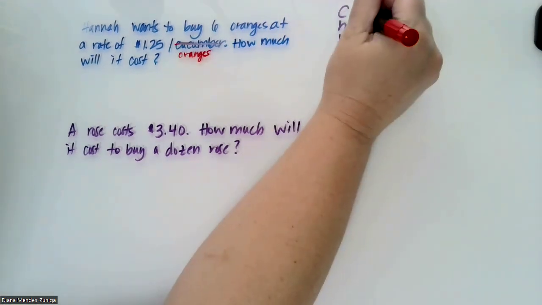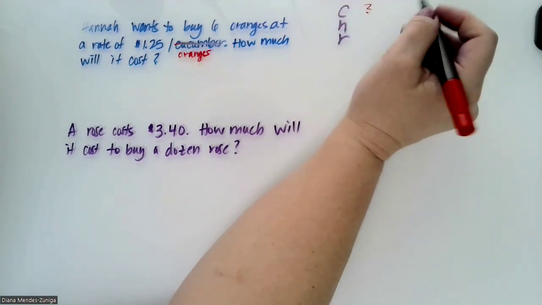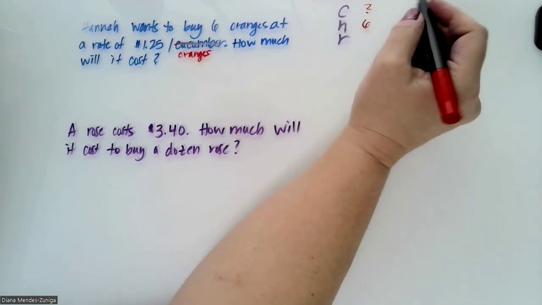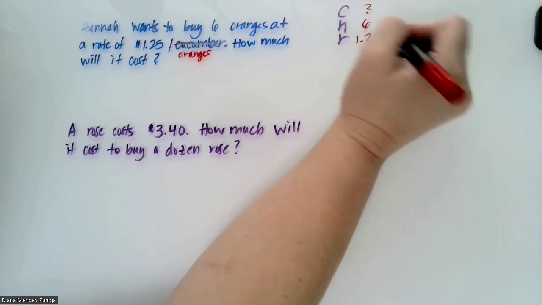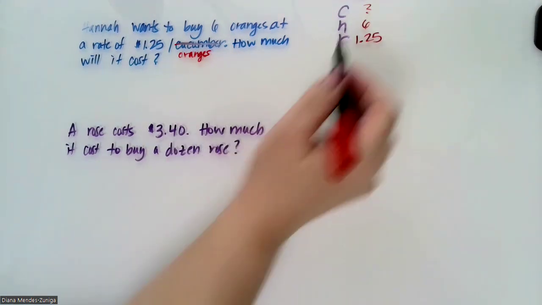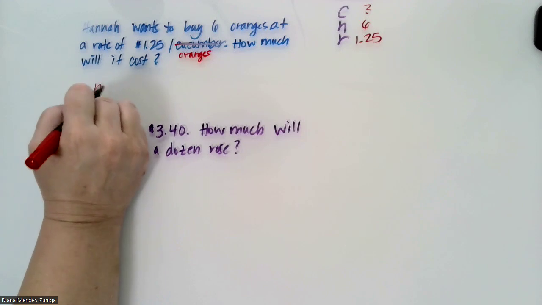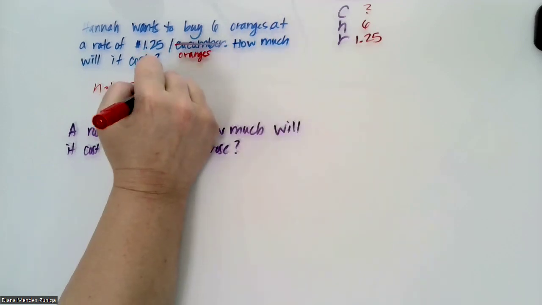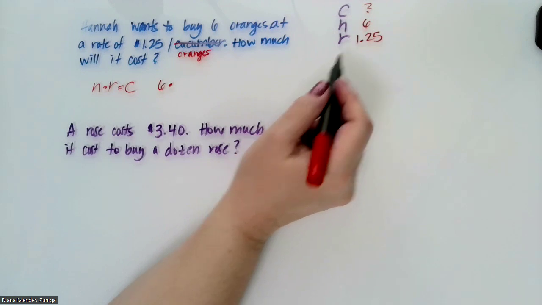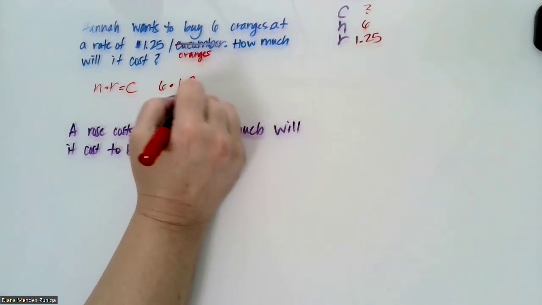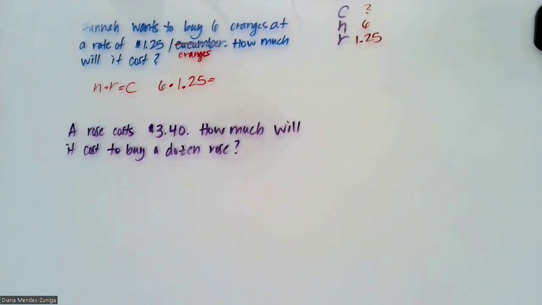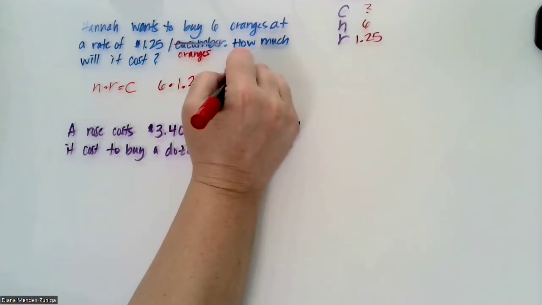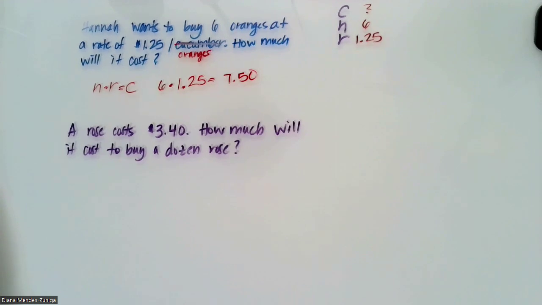Do we know the total cost? No, we don't. This is missing. We know the number of units because she wants to buy 6, and we know the cost, they're $1.25 each. So if we know that, our formula to get the total cost is N times R equals C. Our N is 6, multiplied times our rate, or our cost, which is $1.25. Let's do our calculator just to make sure I'm not wrong. 6 times $1.25. It will cost her $7.50 if she wants to buy those oranges at $1.25 each.